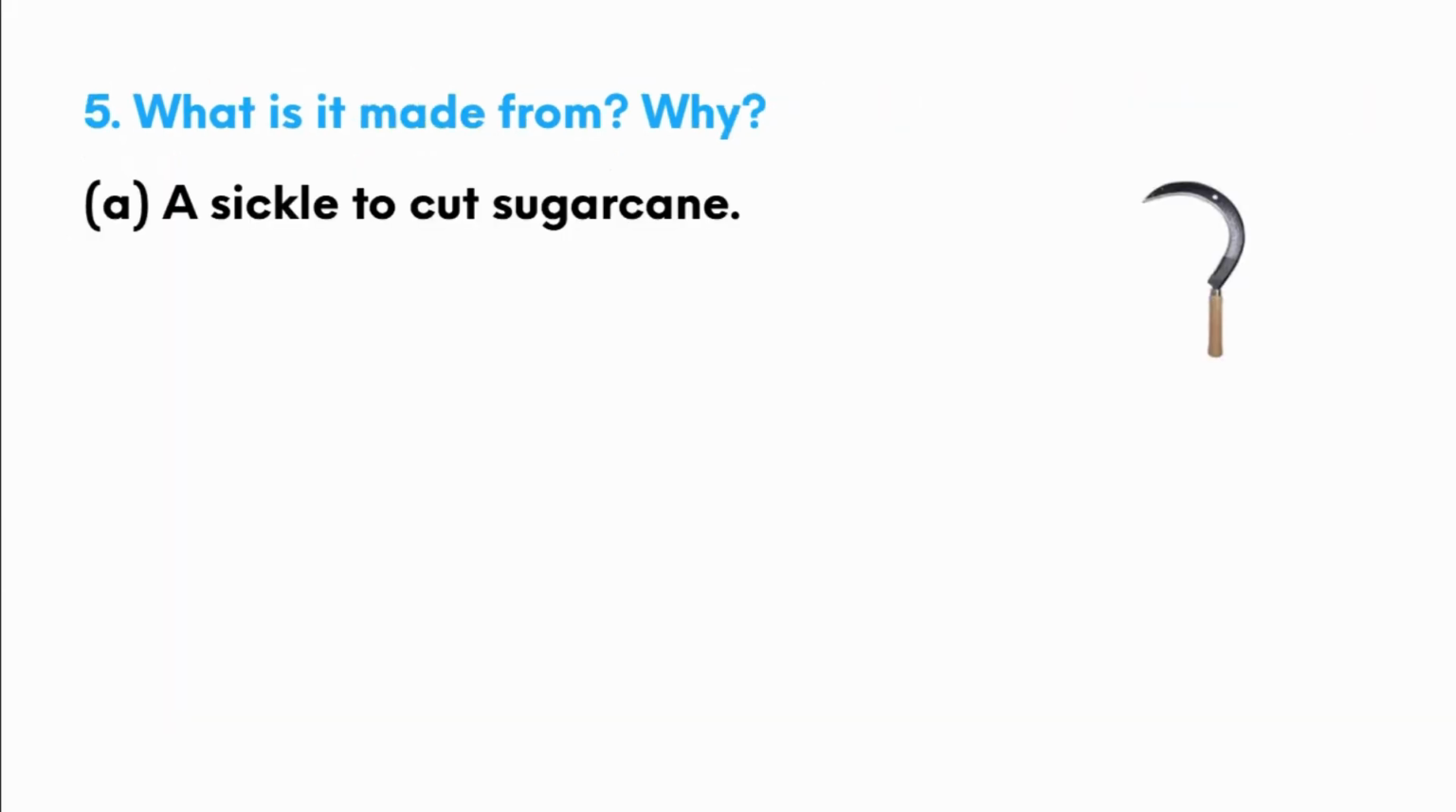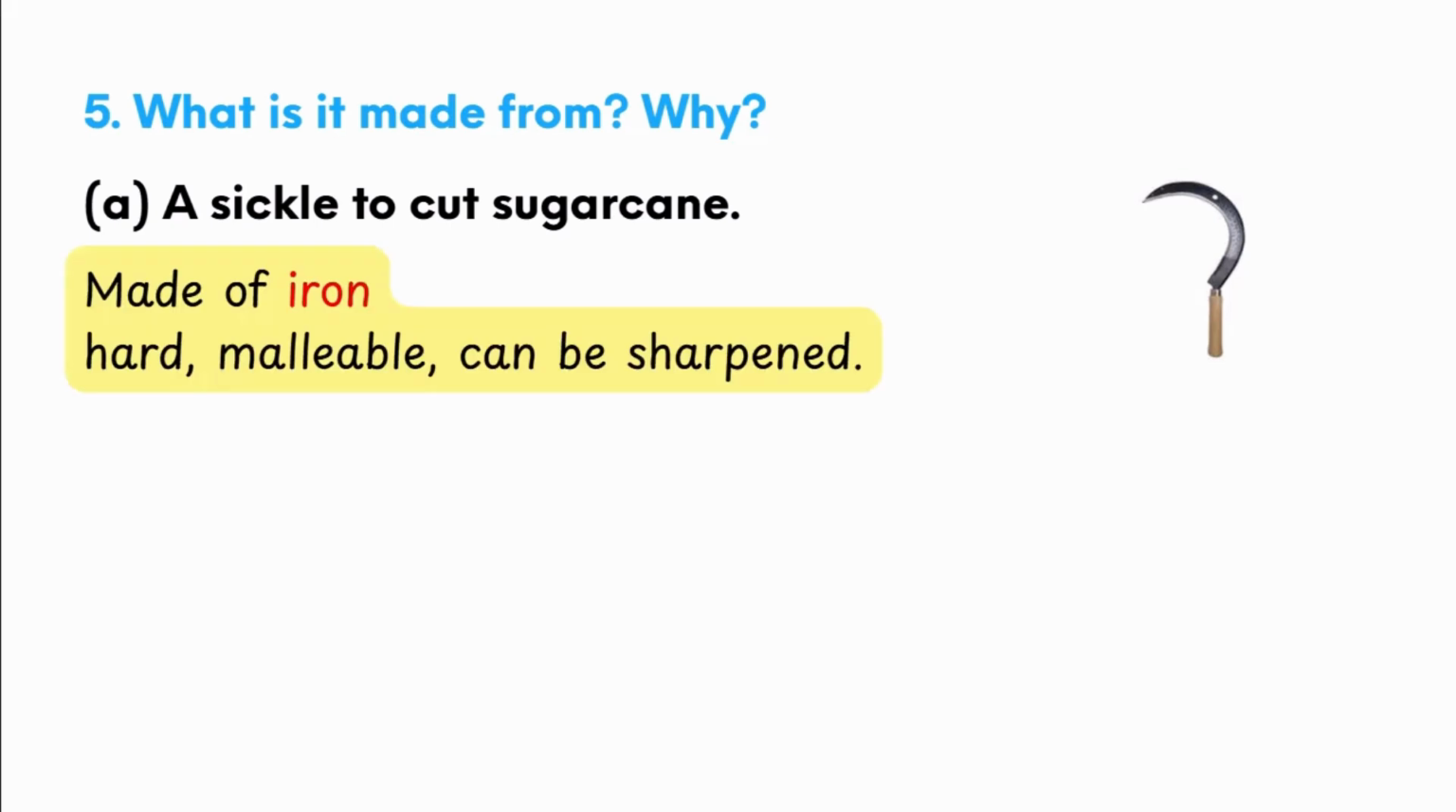Next question, fifth question. What is it made from and why? A sickle to cut sugarcane. It is made of iron because iron is hard, malleable, and can be sharpened.